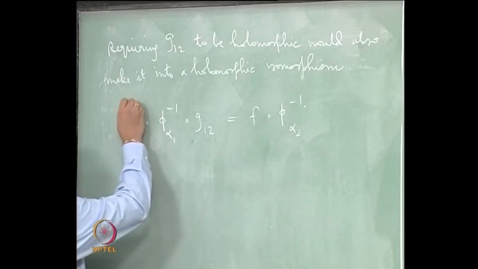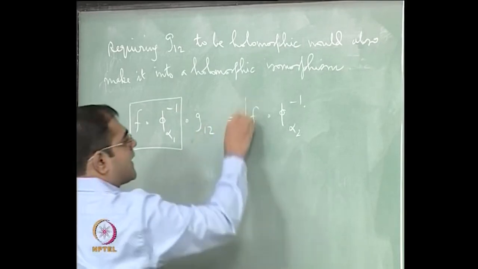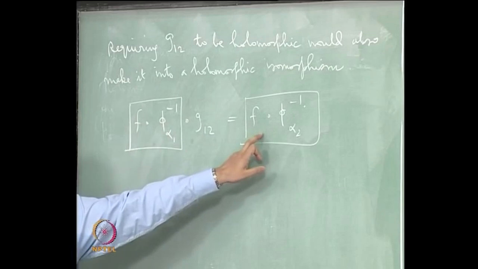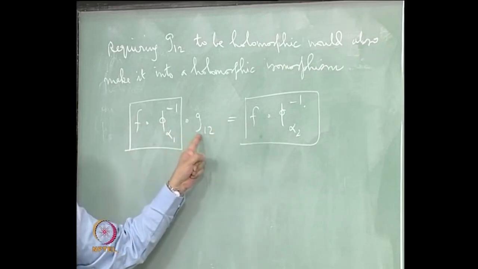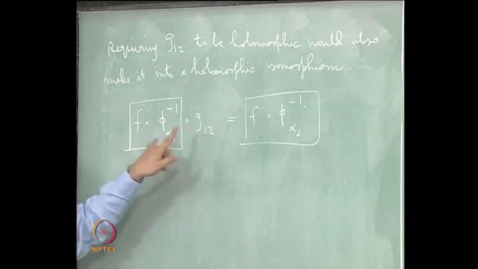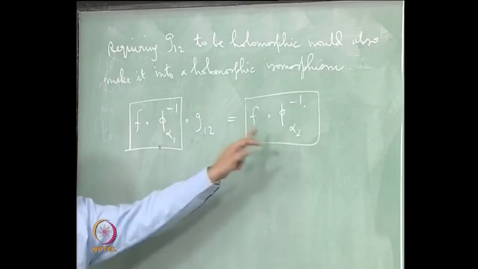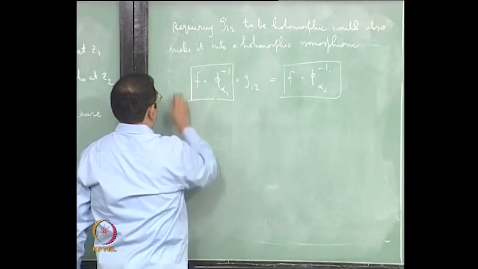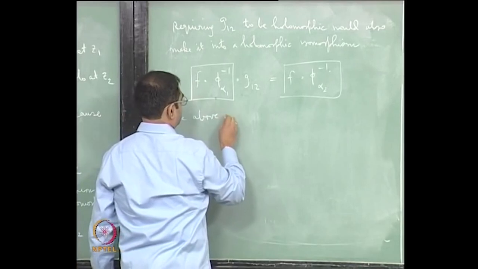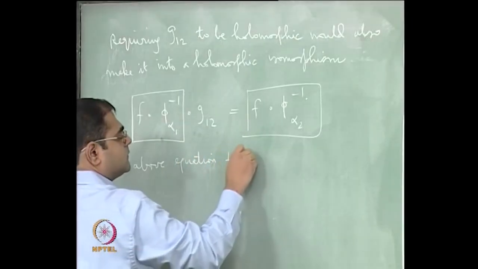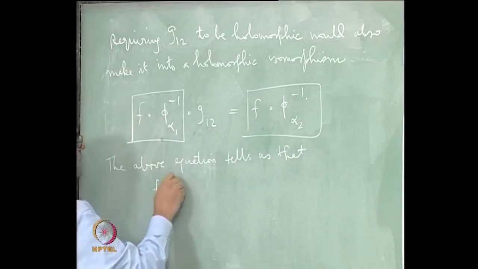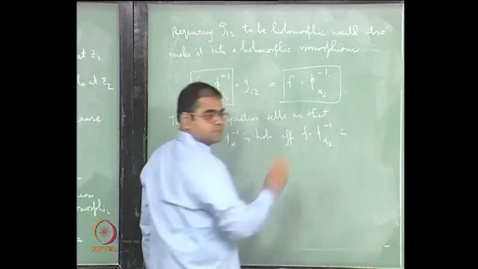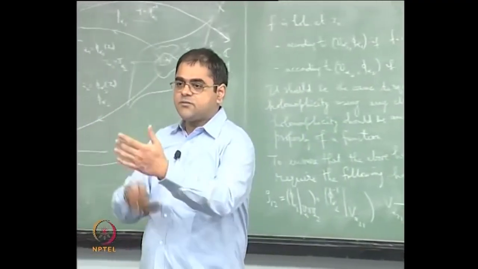And you see that therefore this map and this map differ by a holomorphic isomorphism, and therefore this is holomorphic if and only if that is holomorphic, because g12 has an inverse. If this is holomorphic, g12 is already holomorphic and this is a composition of holomorphic maps, so that is holomorphic. Conversely, if that is holomorphic, I can multiply on the right by g12 inverse to get that this is holomorphic. So the above equation tells us that f circle phi alpha 1 inverse is holomorphic if and only if f circle phi alpha 2 inverse is. So there is really no conflict in using these two charts to define holomorphicity.